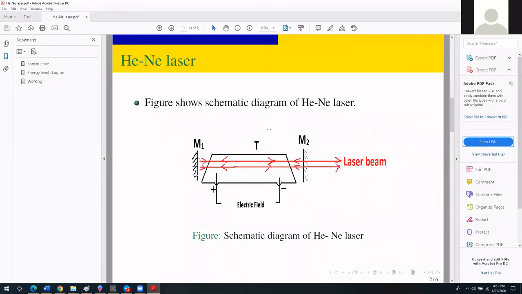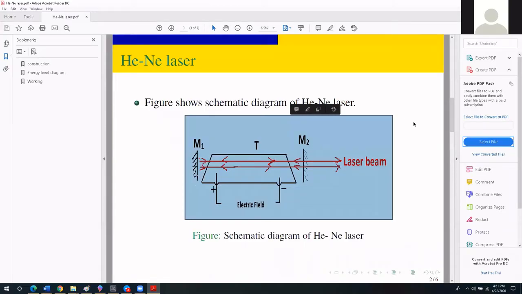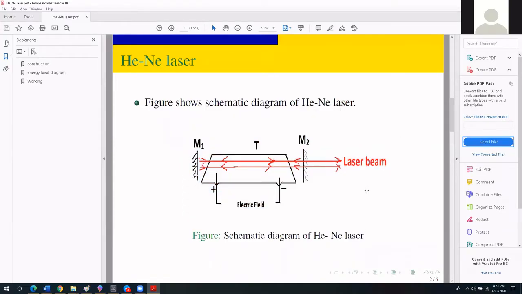It consists of a uniform bore glass tube T, which contains a mixture of helium and neon in the ratio of, say, 9:1 or 5:1, 10:1, 15:1 at reduced pressure. The ratio varies according to the power of the laser. There are 2 mirrors, M1 and M2, at the end of the tube. Mirror M1 is 100% reflective, and mirror M2 is about 95% reflective.